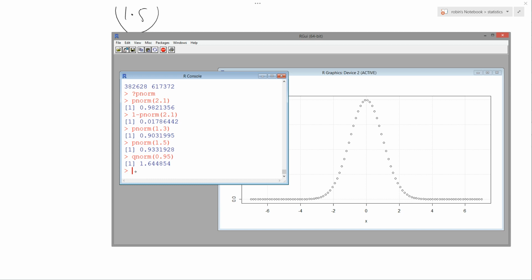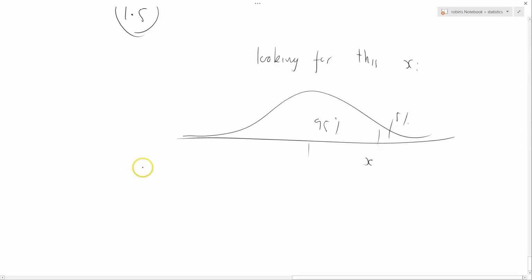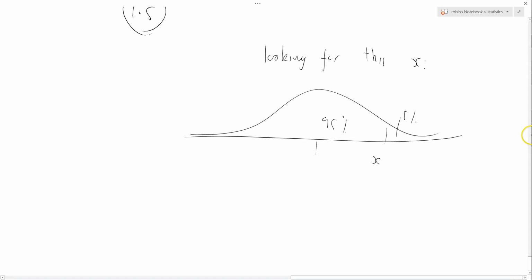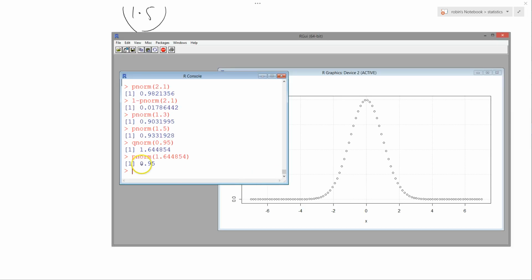Well, if that's the case, pnorm of 1.644854 should be 95%. Aha! There it is, 95%. So that's wonderful stuff. So this qnorm here enables you to go backwards. It's an inverse to pnorm.